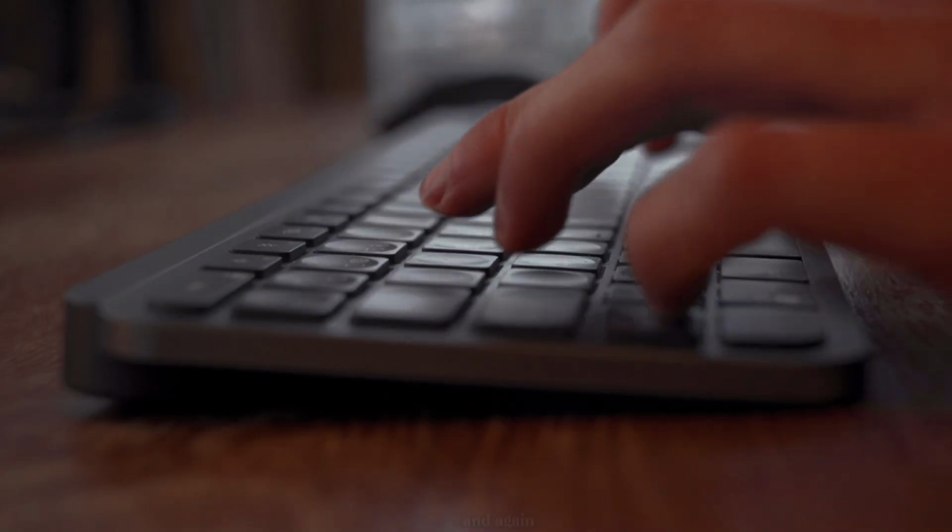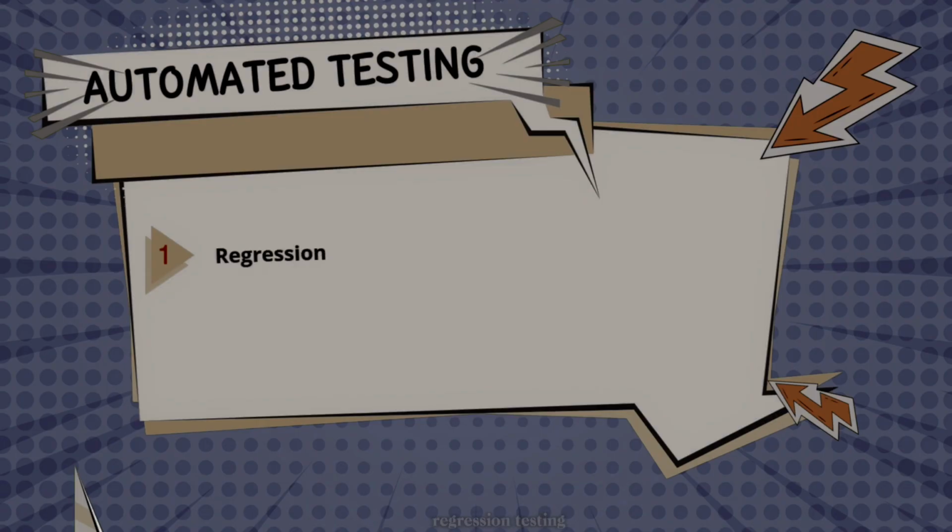So once you write this test, they can be run over and over and over with just one click, right? As opposed to having someone fill in the details again and again and again. Automated testing is perfect for, one, regression testing. That is when you want to make sure that new changes don't break existing changes.